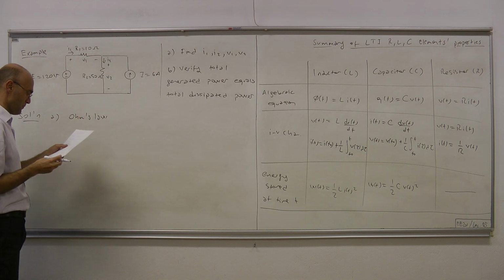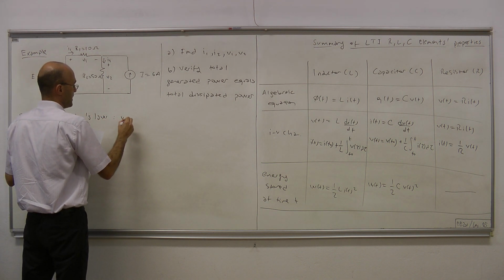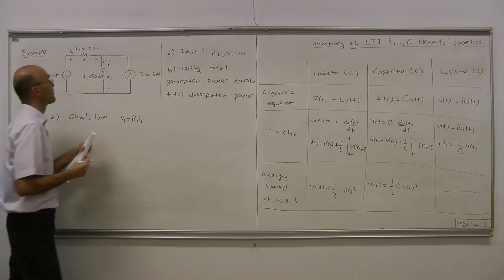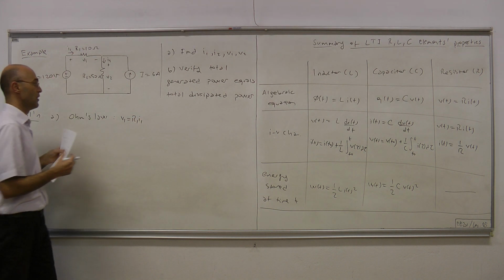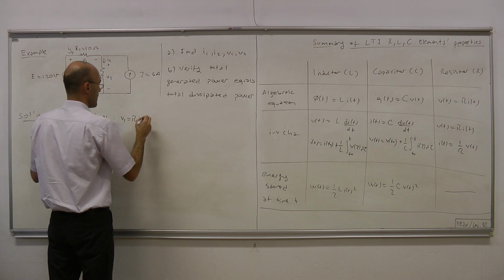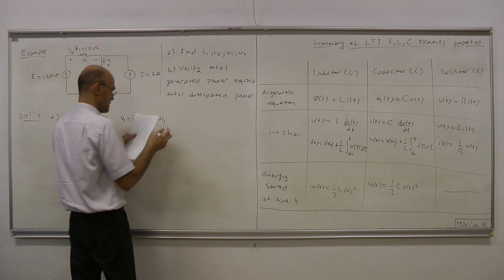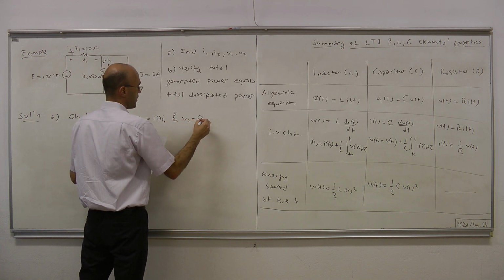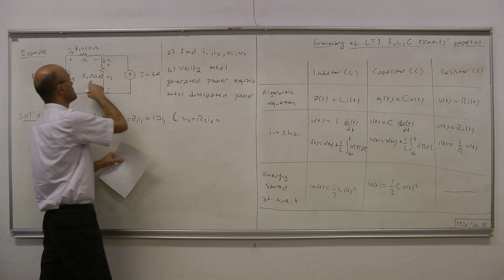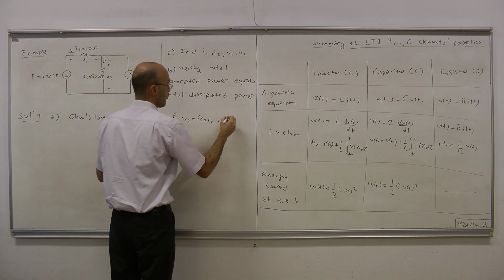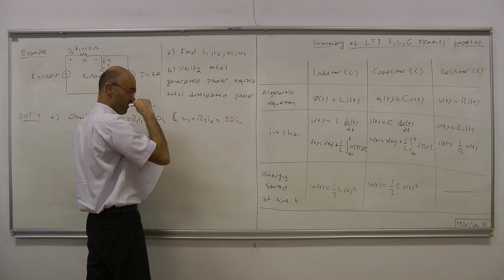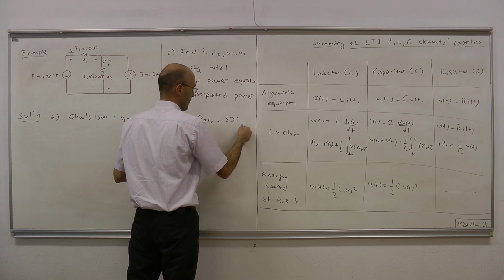Ohm's law says that V1 equals R1 I1. R1 is given to be 10 ohms, therefore V1 equals 10 I1. Likewise, V2 equals R2 I2. R2 is given as 50 ohms, therefore we have 50 I2.